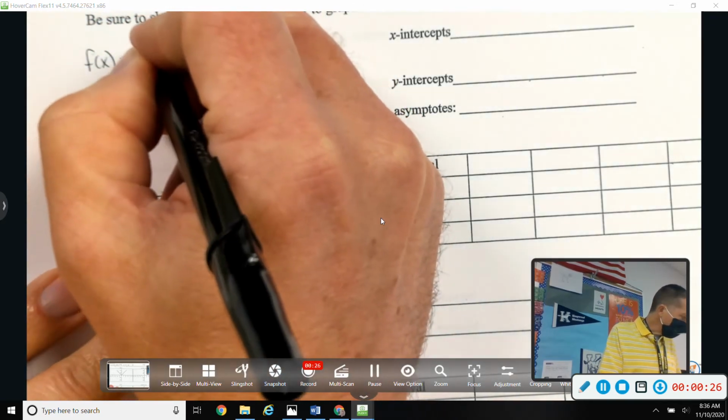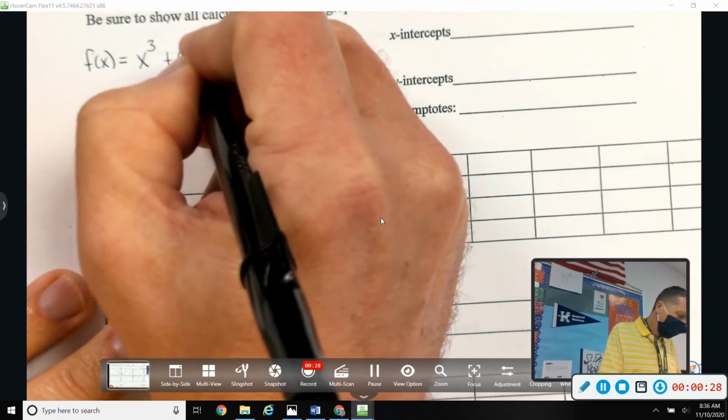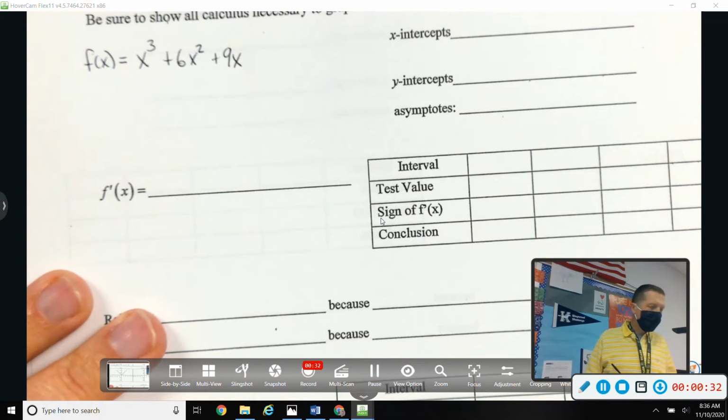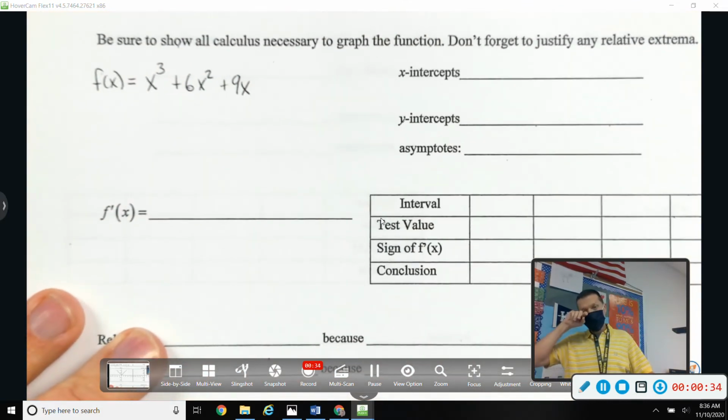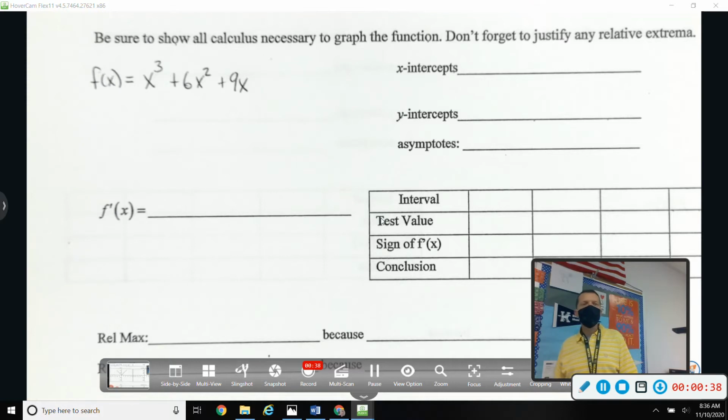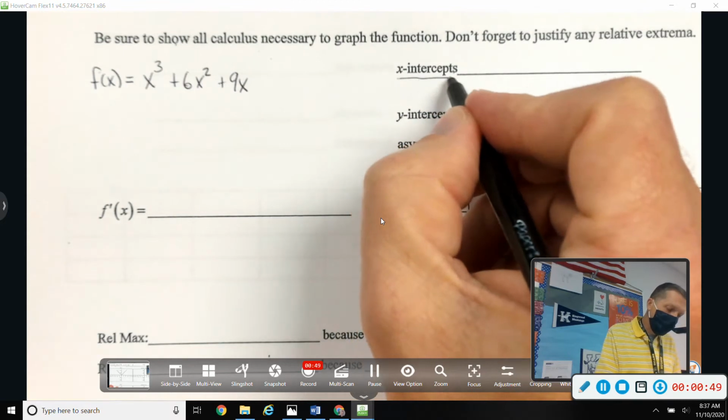F of x equals x cubed plus 6x squared plus 9x. And basically our job is to answer all these questions and graph it. X cubed plus 6x squared plus 9x. Okay, I guess we can start with the algebra stuff.